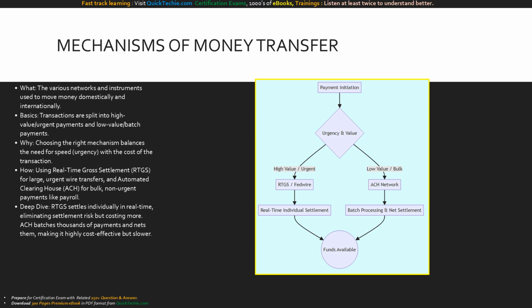Why do we need different systems? Because moving money instantly is expensive. You must balance the urgency of the payment against the transaction fee. How does this work in practice?